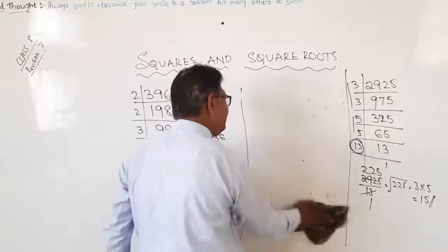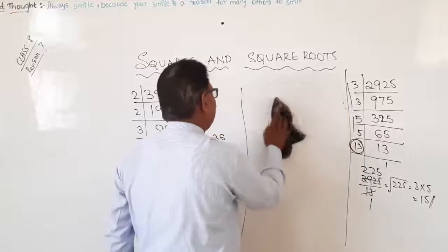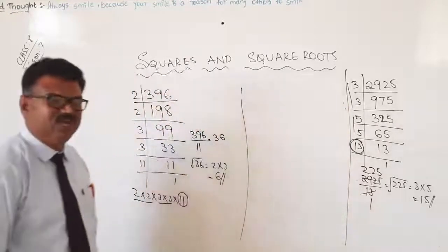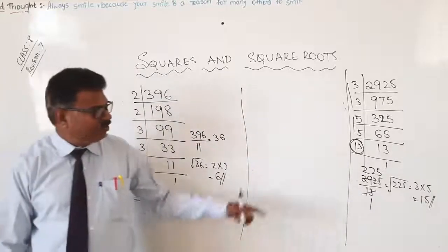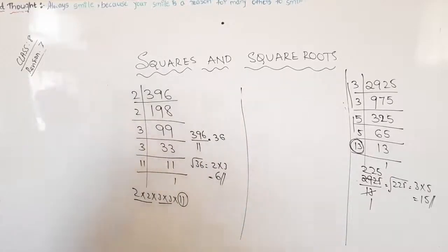Divided means what? It is excess. A number will be excess. Multiplied means it is nothing but shortage. If a number is shortage, we have to multiply with the same number. If it is excess, we have to divide the given number by whatever excess number is there. Okay na? Yes. 2645.